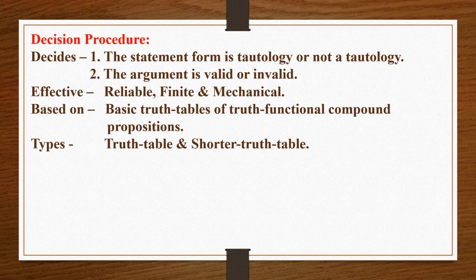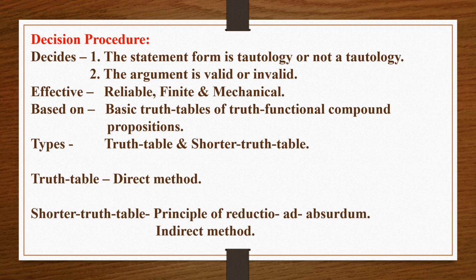And the shorter truth table method also is a decision procedure which decides whether the statement form is a tautology or not a tautology. It also decides whether the argument is valid or invalid. It is reliable, finite, and mechanical, and is also based on the basic truth tables of truth functional compound propositions. So, unlike truth table, shorter truth table is an indirect method, whereas truth table is direct. Now we will understand how to construct shorter truth table.